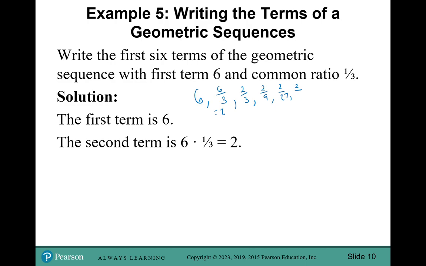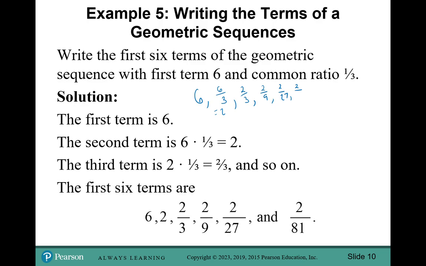Second term is 2. We found that. Third term is 2 times 1/3, which is 2/3, and so on. Oh, look at there, we did it. 6, 2, 2/3, 2/9, 2/27. And if we would have done that 27th and finished our fifth term, 27 times 3 is 81. And we would have wound up with our sixth term being 2 over 81.